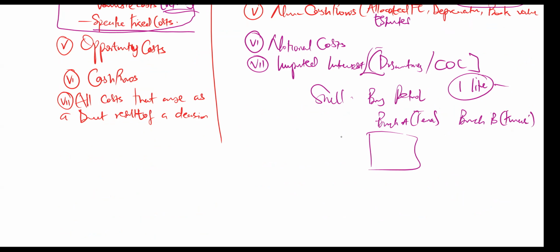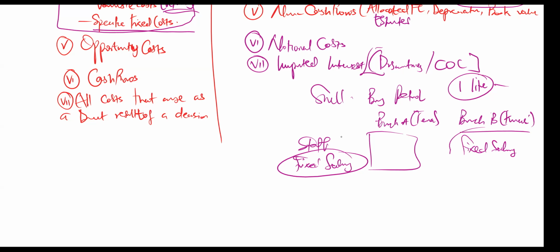The staff there are being paid a fixed salary, and the staff here too are paid a fixed salary. Let me just give you a typical example. Let's say they are paid 10,000 here, and they are also paid 10,000 here.